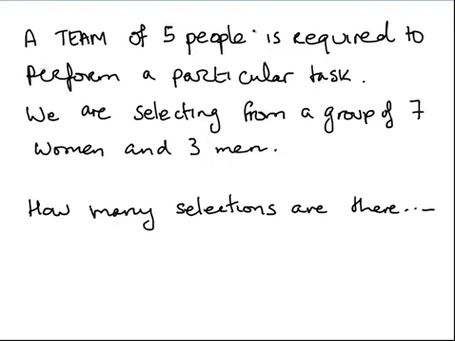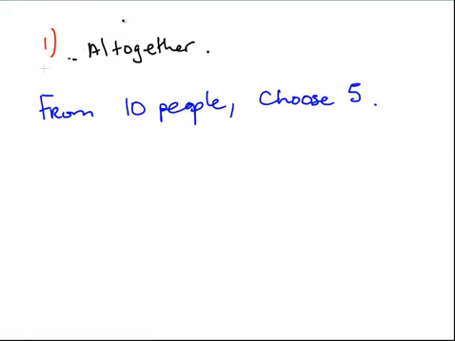A team of 5 people is required to perform a particular task. So we need a team of 5 people, and we have 10 people to choose from. We have 7 women and 3 men to choose from. So there's 10 people altogether, 7 women, 3 men, and the first question is, well, all of the questions are, how many selections are there altogether?